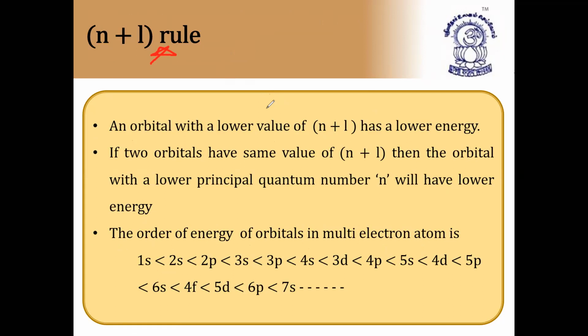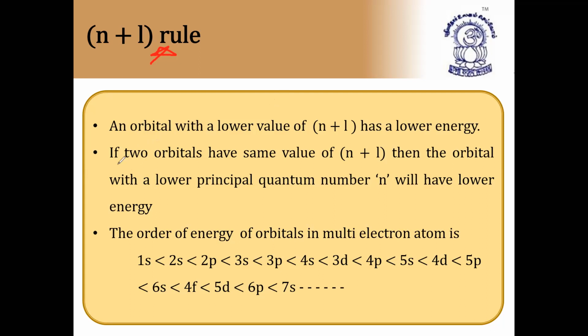So why is 1s less than 2s? Because the n plus l value is less. An orbital with a lower value of n plus l has a lower energy. If two orbitals have the same value of n plus l, then the orbital with a lower principal quantum number n will have lower energy. Very, very important.